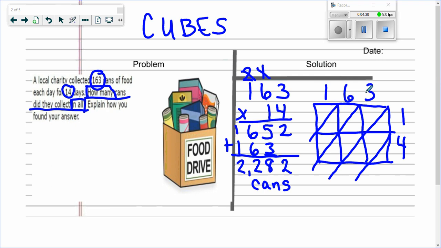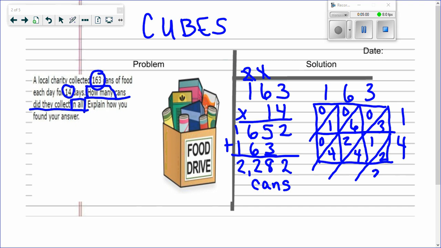So I will multiply 3 times 1 is 3. 3 and 4 multiplied together will be 12. Then I'll multiply the 6 and 1, which will be 6. The 6 and 4 multiplied will be 24. 1 times 1 is 1. And then 1 times 4 is 4. And then we add these up.